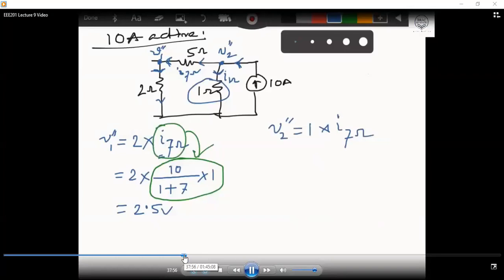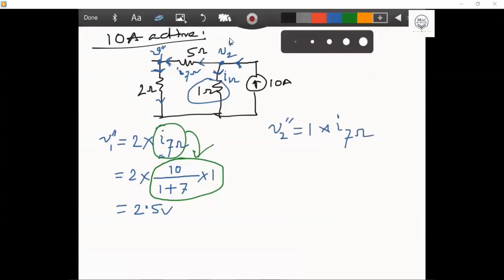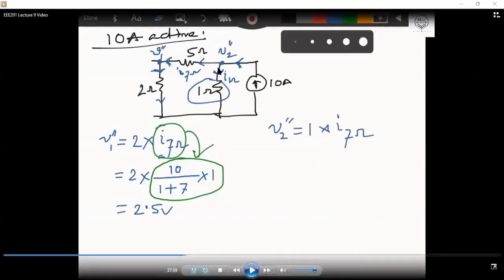Just try to utilize your brain. Okay, so I1 ampere. Live class, all of you can understand. Now we are going to find V2 prime. V2 prime will be 1 ohm multiplied by I7, or what? Is it correct? Raise your hand. Okay, you answer the question. It is I1 ohm. If it is I1 ohm, then what will it be equal to? 10 divided by 1 plus 7, into 7. Tell me the answer.